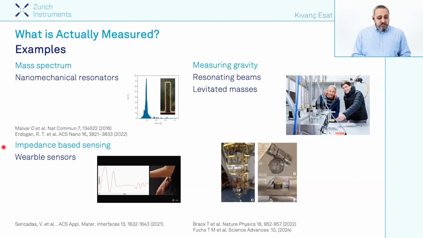Another example is impedance-based sensing, for example, wearable devices, such as this person wearing a strain sensor here, where the arm movement is depicted as a change in capacitance. At a completely different end, we could also make sensors to measure gravity. These fellas, for example, are placing long resonating beams to capture the gravitational pull with respect to each other. In another experiment, we can use levitated masses to detect small gravitational forces.